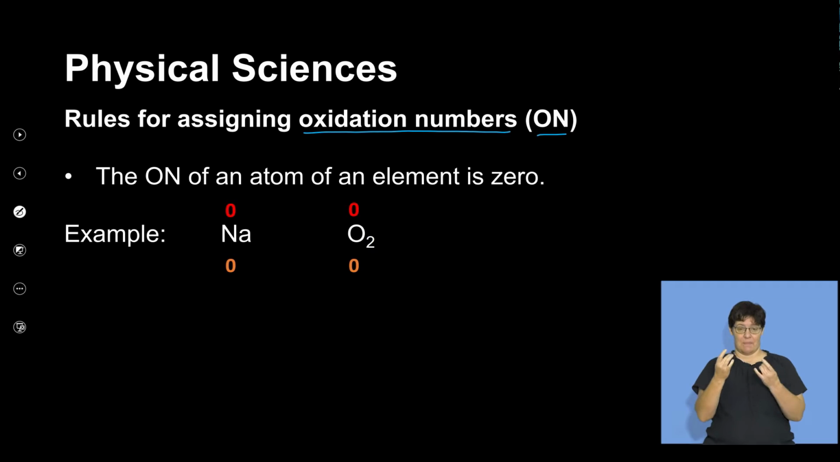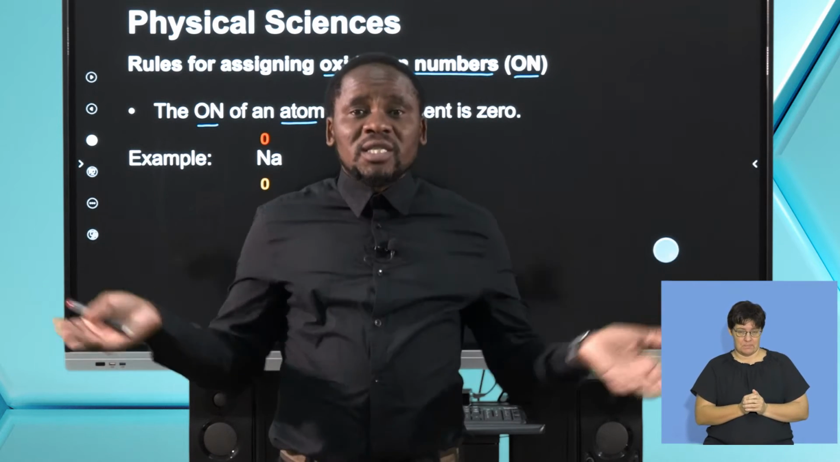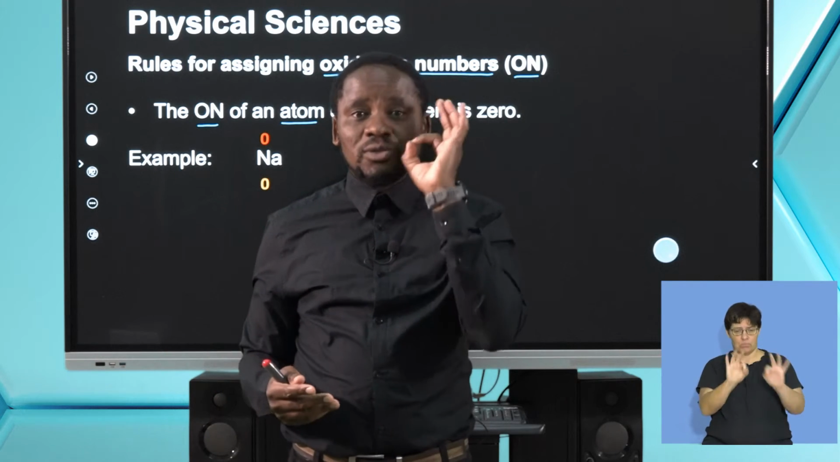So the first rule says the oxidation number of an atom of an element is 0. Right, let's break this down. If we've got an atom of an element in its natural state, it contains the same number of positive charges and negative charges. So the net charge, which is actually the oxidation number of this atom of an element, which is a pure substance, is equal to 0, right?